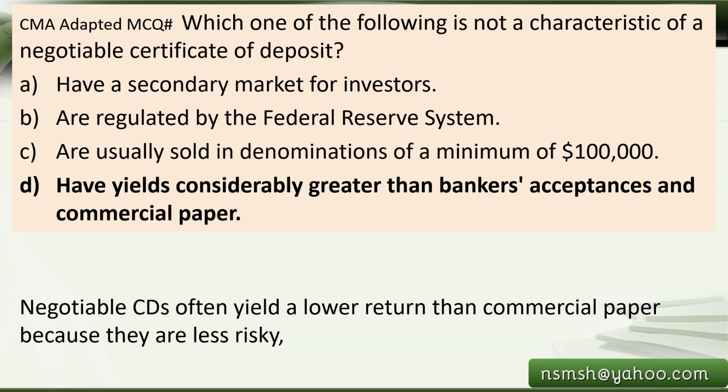All other options are the characteristics of negotiable certificates of deposit, because they have a secondary market for investors and they are regulated by the Federal Reserve System and are usually sold in denominations of $1,000,000 or $100,000, as some books say. And negotiable CDs often yield a lower return than commercial paper because they are less risky. But here option D wrongly says that their yield is considerably greater than bankers' acceptance and commercial paper, which is wrong.